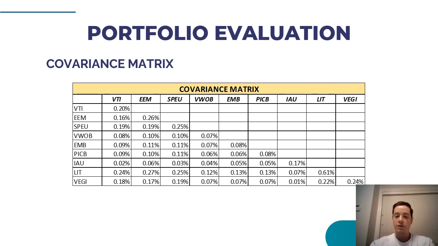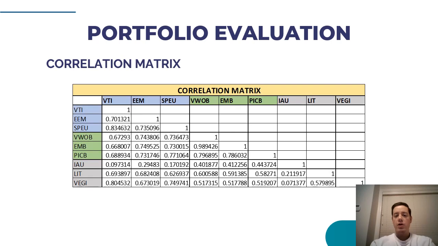The most negative covariance in this matrix is between IAU Gold and VEGI Agriculture with a value of 0.01%, which indicates a relatively weak and negative relationship between these two assets. The correlation metrics provide information about the linear relationship between the returns of different assets in the portfolio. Correlation varies between -1 and 1.